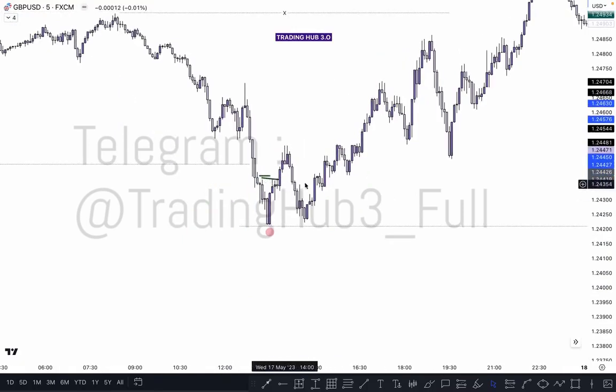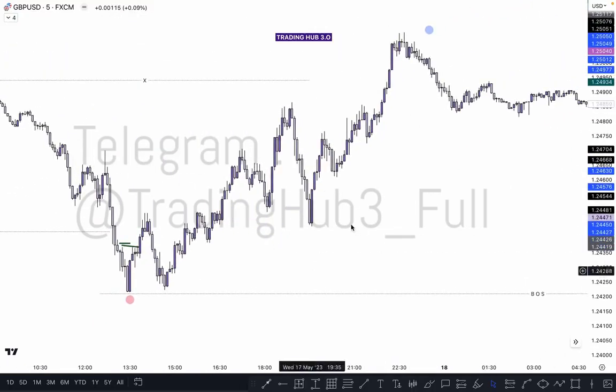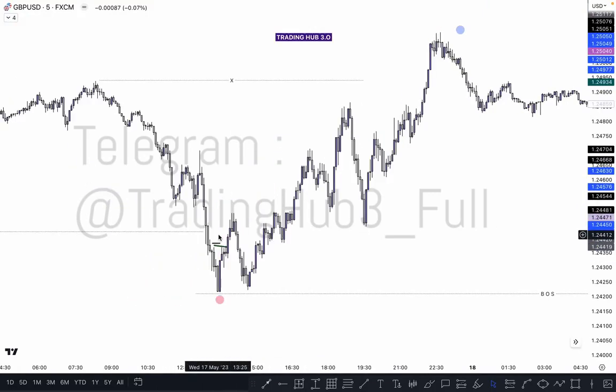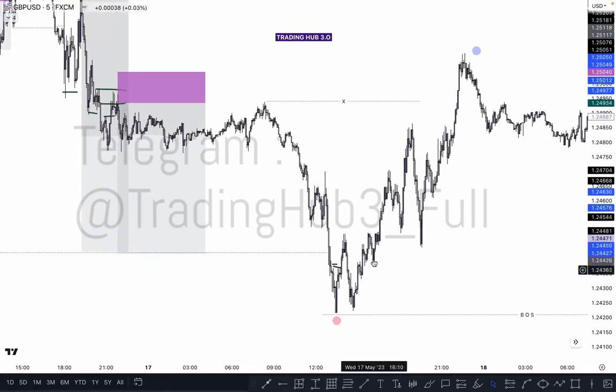So in this case there is no entry as per our plan, and this is not a setup as per our plan, so you have to leave them. You don't need to catch, you don't need to buy or anything here. In this case the market did not create any lower time frame structure or lower time frame entry, so you have to switch immediately to the higher time frame.